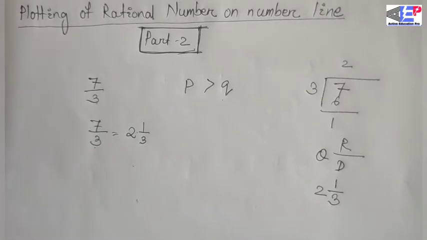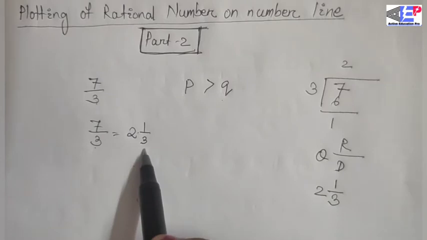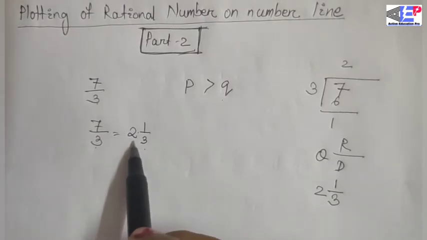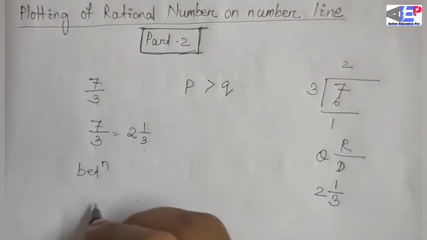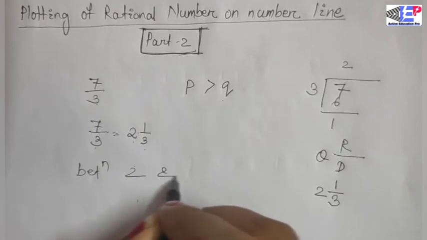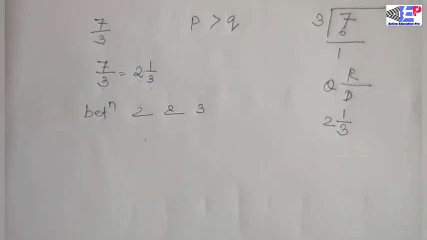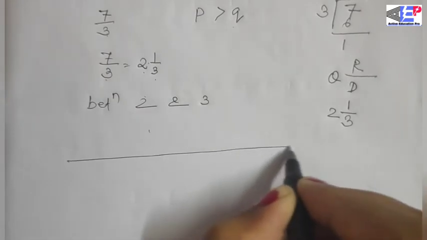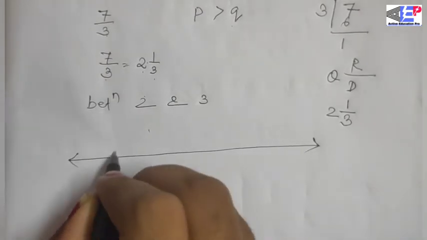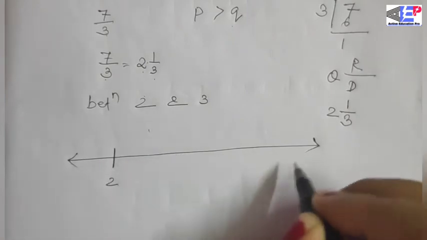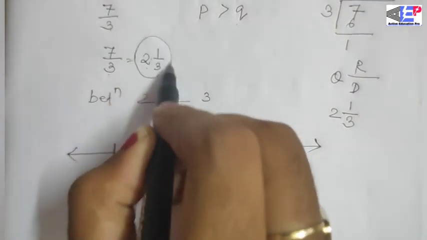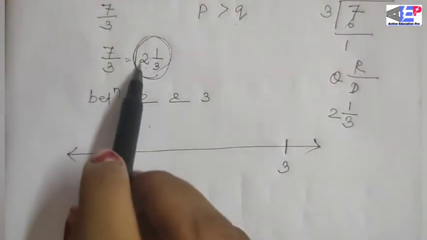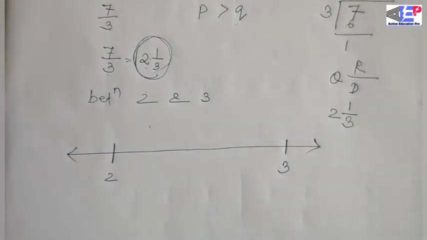In my first video, the introduction of rational numbers, I told you clearly that in this case the number lies between the whole number and its next number, meaning between 2 and its next number, 3. So make a number line consisting of the integers 2 and 3. This is the number line, here 2, make it bold, and this is 3. And again this is our question: 2 whole with 1 by 3 as the fractional part.